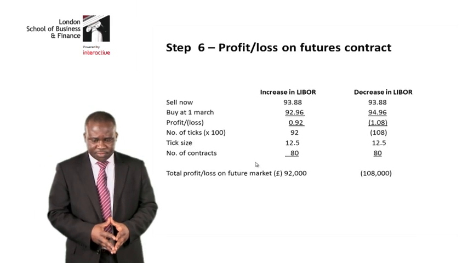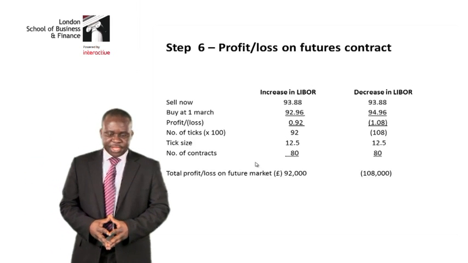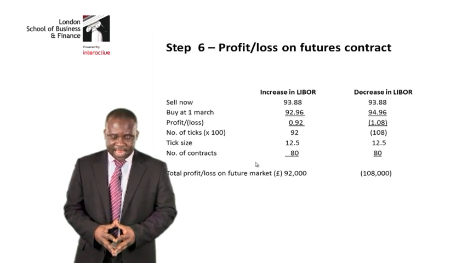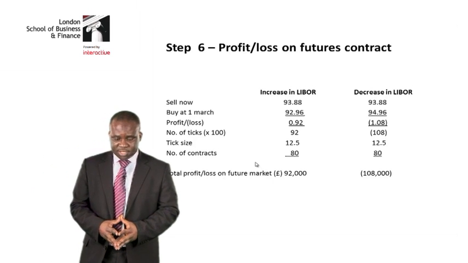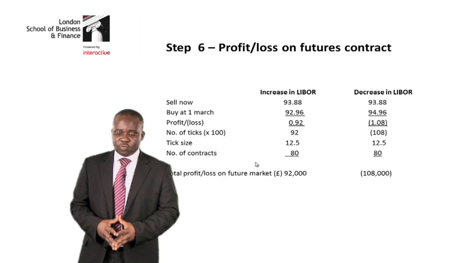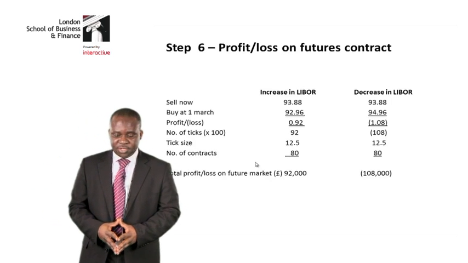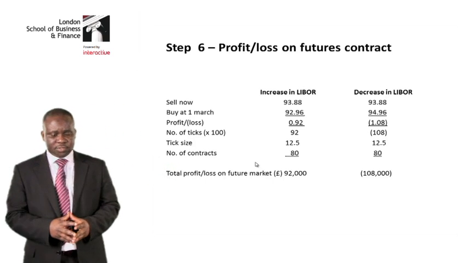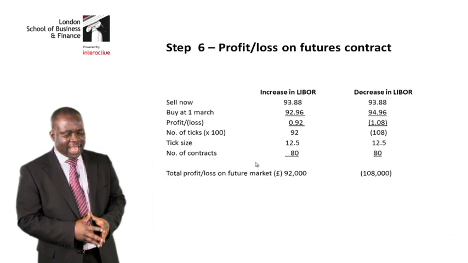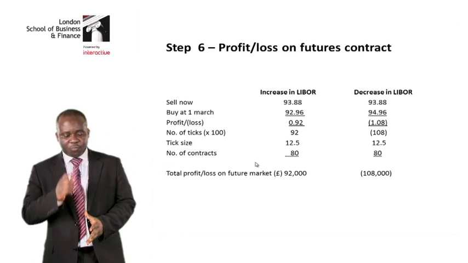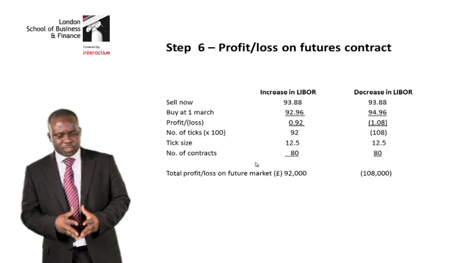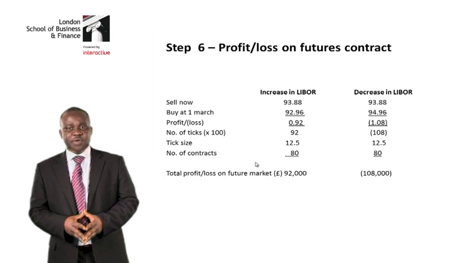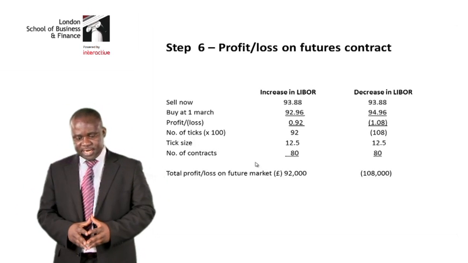Now, if you want to bring it in terms of ticks, then you obviously have to multiply by 100. So if you multiply the 0.92 and 1.08 by 100, you will get 92 and then 108. The tick size was given in the question as 12.5. So you just multiply the 92, the profit or loss in terms of ticks, by the tick size of 12.5, and that will give you the profit or loss per contract that you entered into.